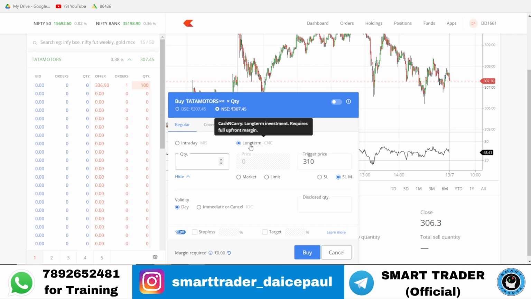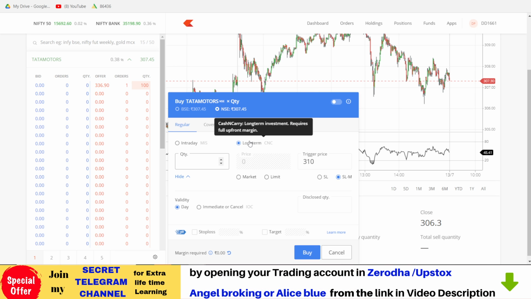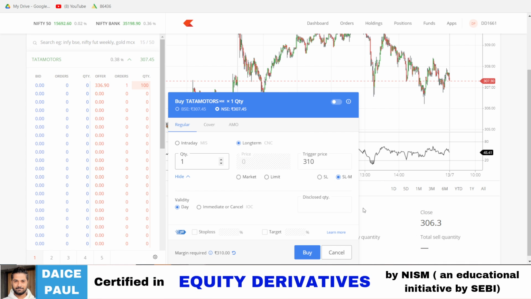As my suggestion, I would say initially while learning, do paper trading, don't lose money, and once you start trading, don't put directly MIS. Go with long term and just put one quantity and practice. Once you get hold on it, then you can decide what you are doing. So this is the option.